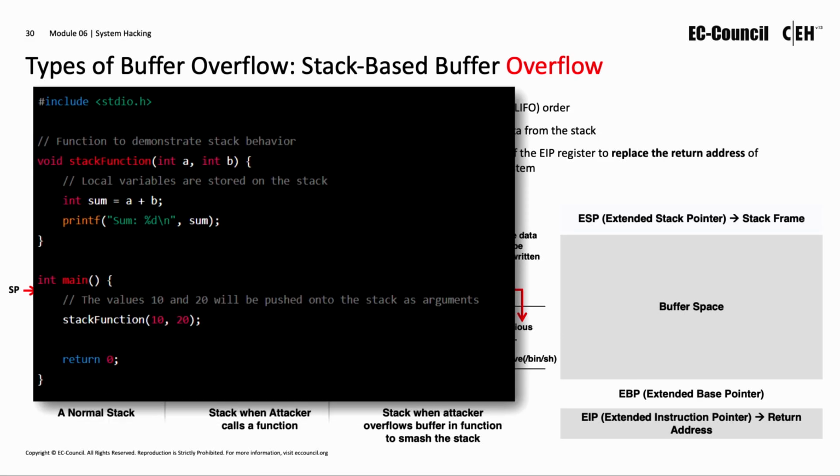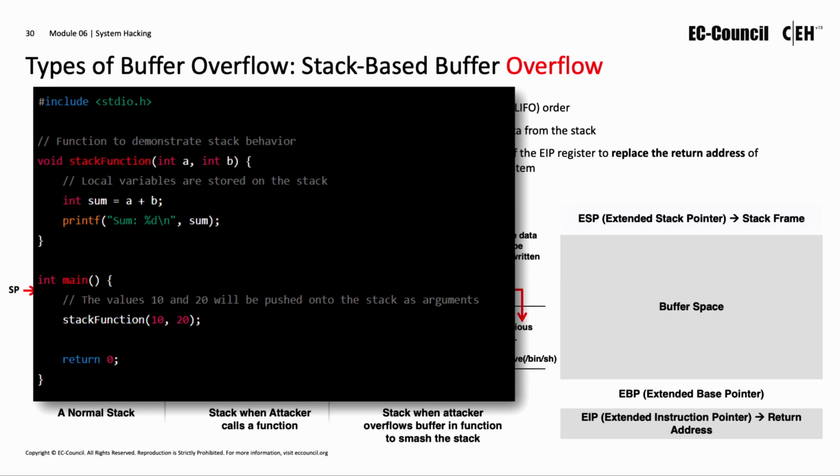the stack. So this is a little piece of code written in C. If you look at this, we have local variables and some function arguments. We have a stack function. We have a couple of variables, A and B, and we have values 10 and 20 that are passed into the stack function, and then those are pushed onto the stack when the function is called.